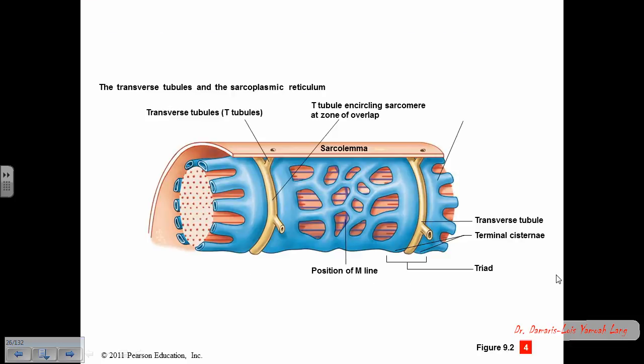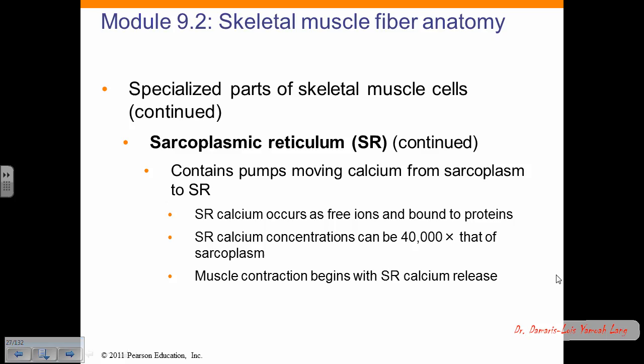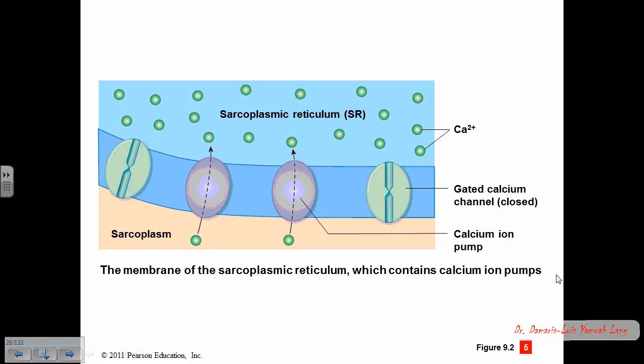Okay, so let's start from here. This is showing us the T-tubules, the sarcoplasmic reticulum, and all of that, which we call the terminal system. But anyway, for the sarcoplasmic reticulum, we are looking at the membrane. This is the sarcoplasm part of it. Do you see the calcium pump, which will keep pumping calcium to be stored in the sarcoplasmic reticulum? And anytime calcium is needed, the calcium will come out from the calcium gate and enter the sarcoplasm.